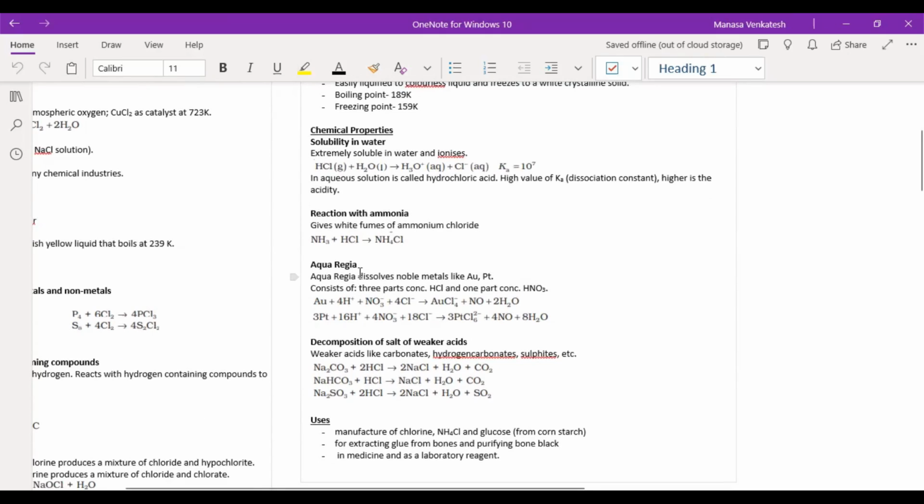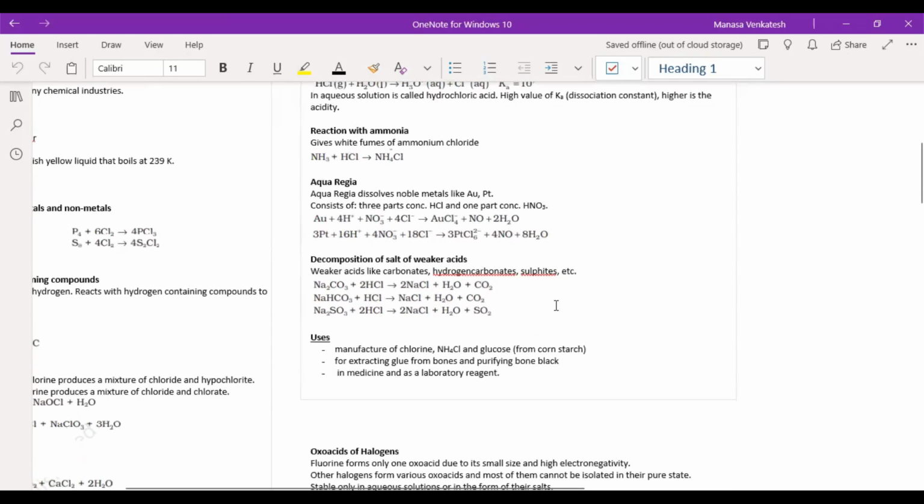Aqua regia is very important. Basically, it consists of 3 parts of concentrated hydrochloric acid and 1 part of concentrated nitric acid. And this combination can dissolve noble metals like gold and platinum. And the reactions due to which they undergo dissolution are given below.